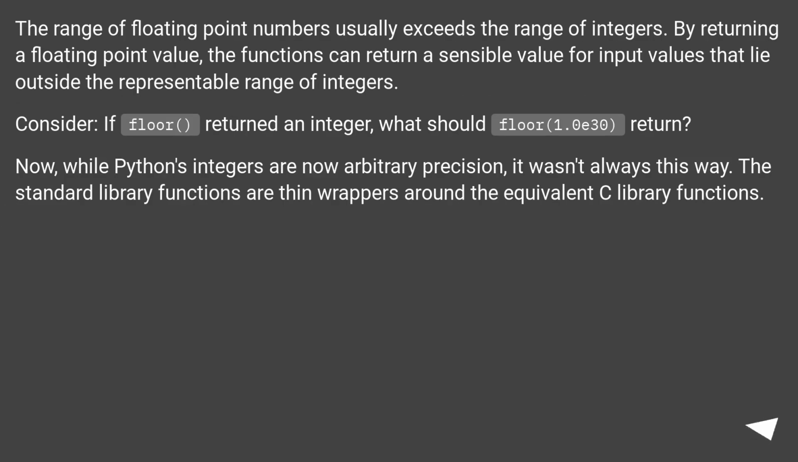The range of floating point numbers usually exceeds the range of integers. By returning a floating point value, the functions can return a sensible value for input values that lie outside the representable range of integers. Consider, if floor returned an integer, what should floor(1.0e30) return? Now, while Python's integers are now arbitrary precision, it wasn't always this way. The standard library functions are thin wrappers around the equivalent C library functions.